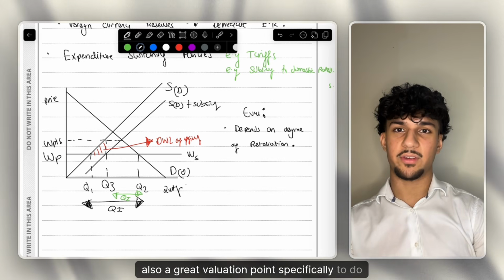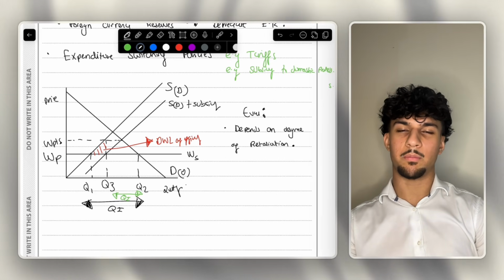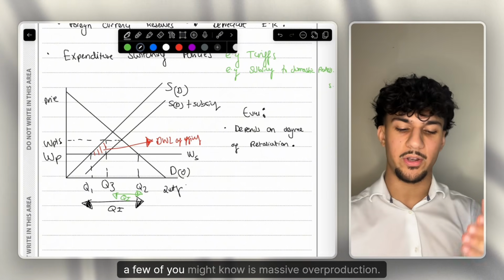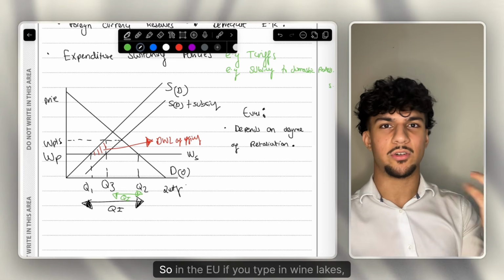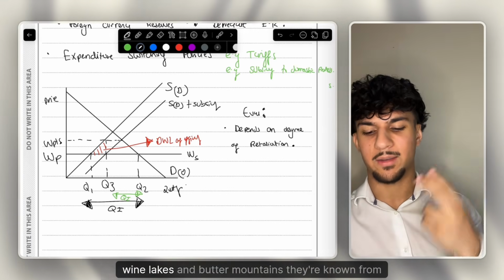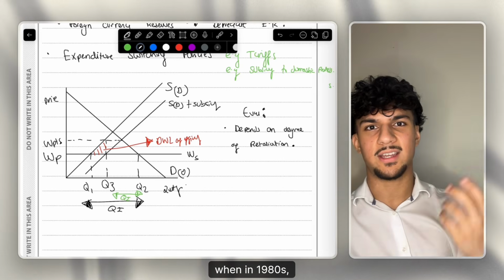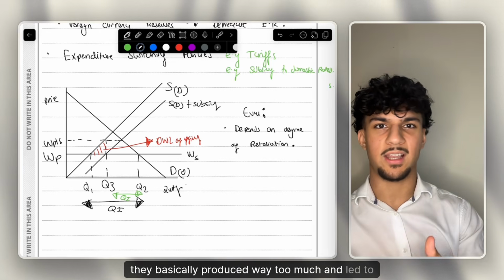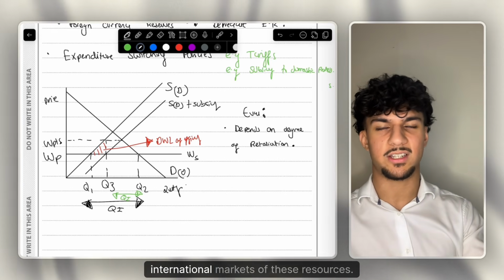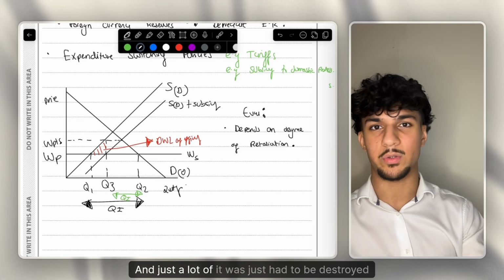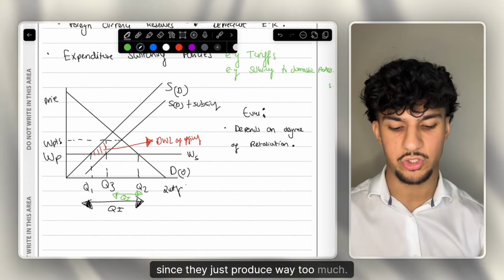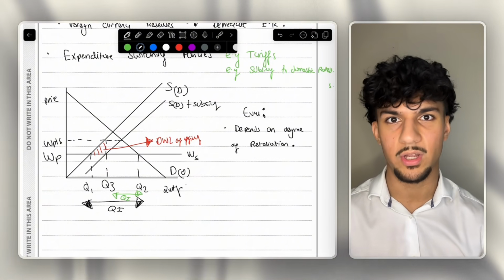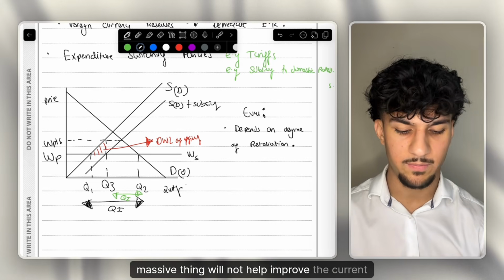Also, a great evaluation point specifically to do with the application with the Common Agricultural Policy. One thing we saw, especially in the 1980s, as a few of you might know, is massive overproduction. So in the EU, if you type in wine lakes and butter mountains, they're known from the 1980s, 1990s, since EU farmers were subsidised, they basically produced way too much and led to massive wastage, massive dumping on international markets of these resources, and a lot of it had to be destroyed since they just produced way too much. So that is, of course, allocative inefficiency, a massive wastage, which subsidies cause, and also a massive thing, it will not help improve the current account deficit.